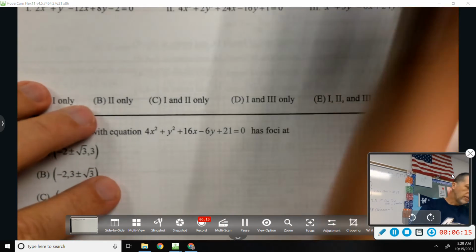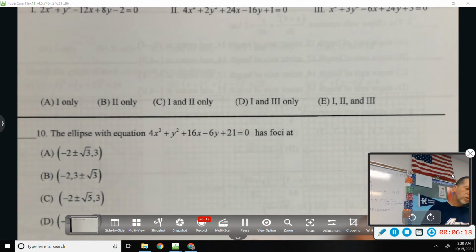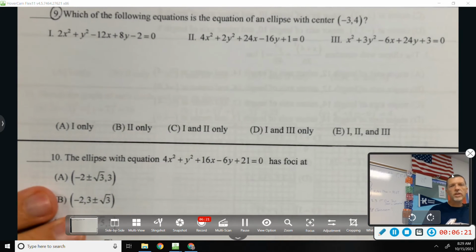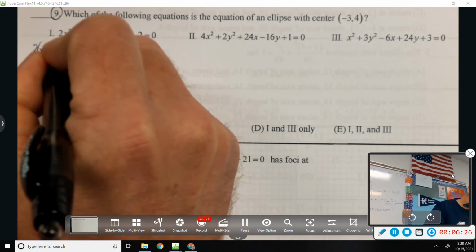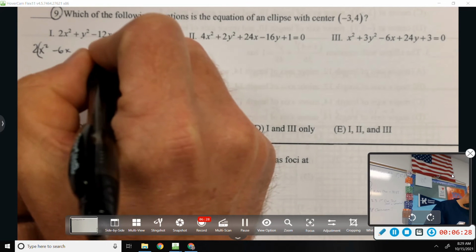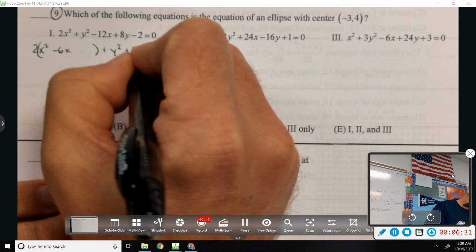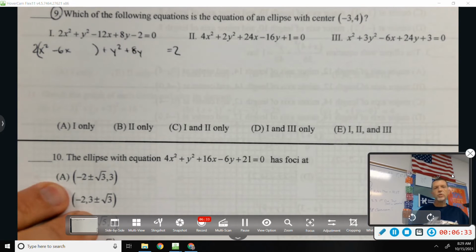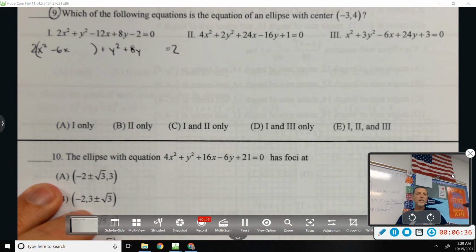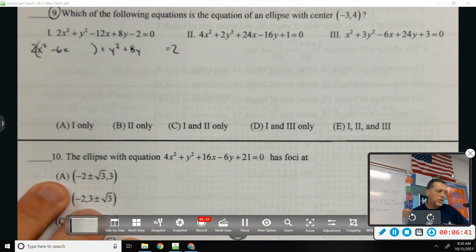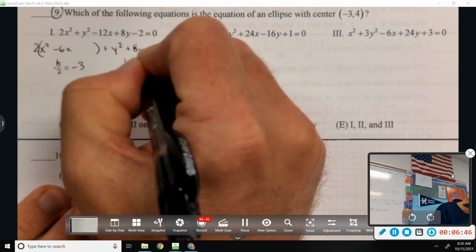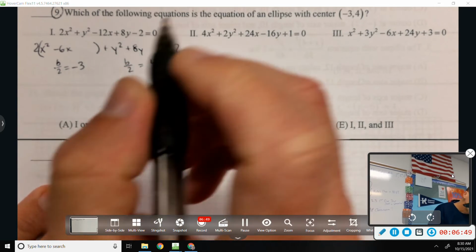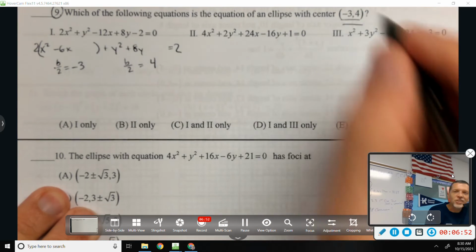Okay. Number 9. Which of the following equations is the equation of an ellipse with center negative 3, 4? So, let's see. How much algebra can I skip at once? A lot, huh? So, group the x's, group the y's, and then b over 2 would be negative 3. b over 2 would be 4. So I'm just trying to get to the center, so I don't really want to do the whole problem.